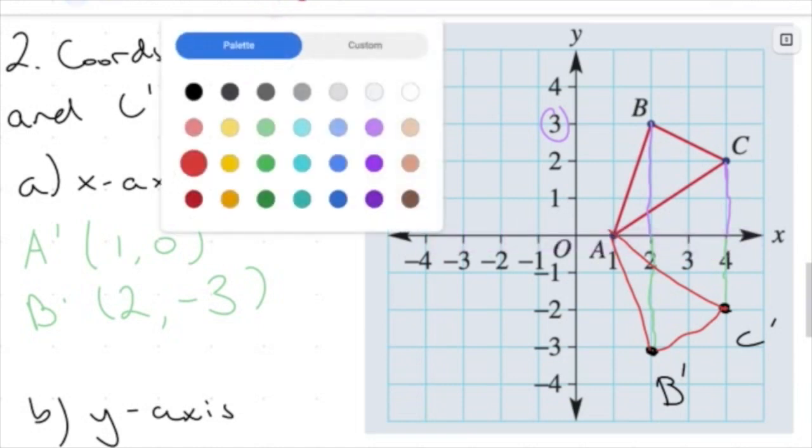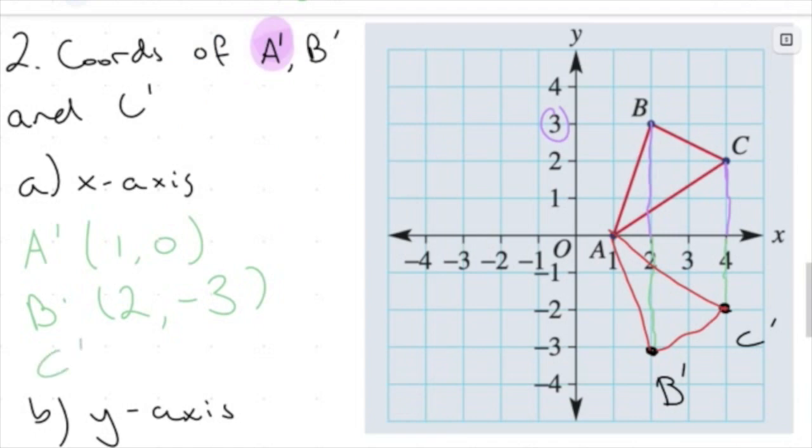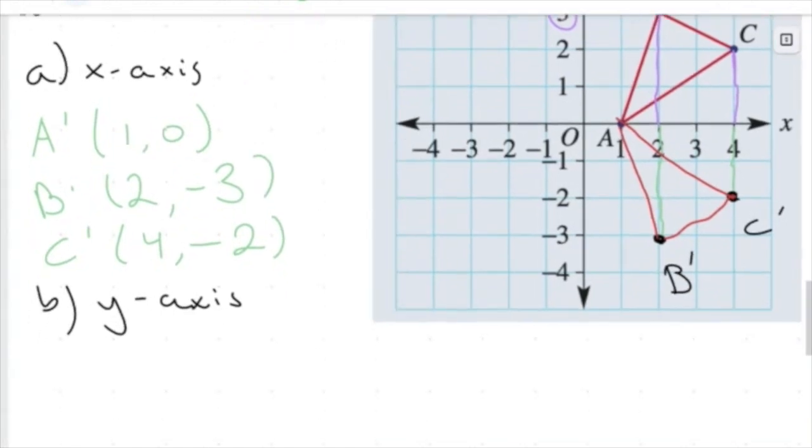So my coordinates of C prime here are going to be 4. The x coordinate doesn't change. The y is the one that changes. So it's the same distance down with the opposite sign.